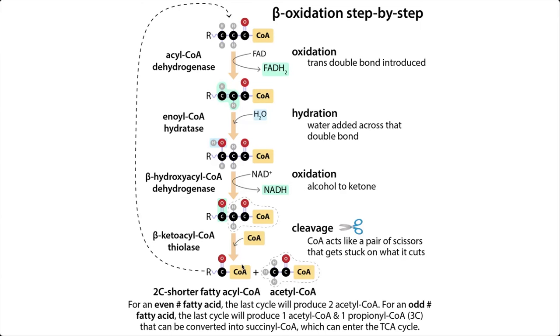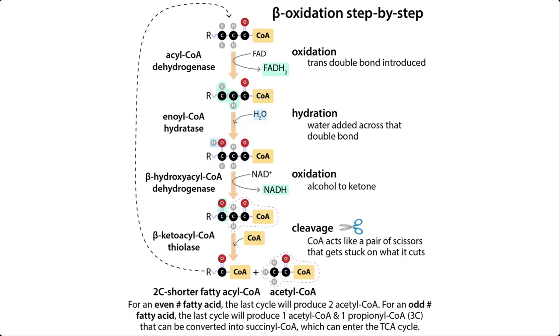This will come into play when we talk about ketone bodies, because this can actually be reversible. If you have a lot of acetyl-CoA buildup, they can come together and form ketone bodies. If you imagine an even chain fatty acid, you cut it and cut it and cut it in half each time, eventually you're going to end up with just acetyl-CoA.